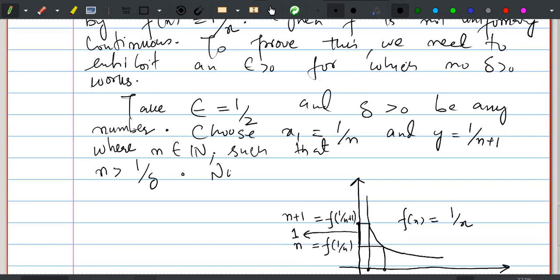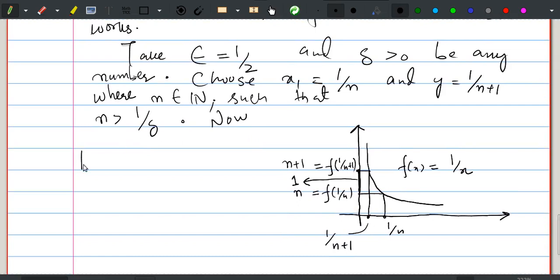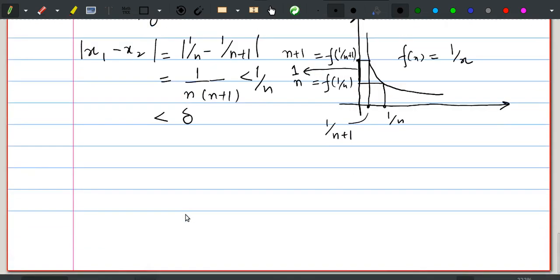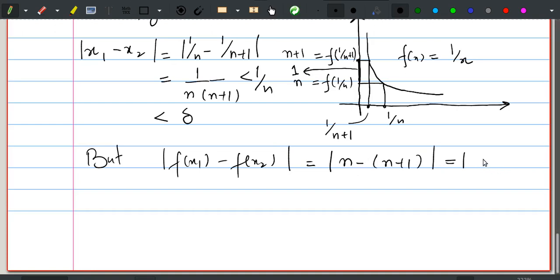Now x1 minus x2, that is 1 over n minus 1 over n plus 1, which is equal to 1 over n into n plus 1, and this number is indeed less than 1 over n. Now if n is bigger than 1 over delta, 1 over n is less than delta, so this is less than delta. But f of x1 minus f of x2 is equal to n plus 1 minus n, which is equal to 1, and this 1 is bigger than epsilon because we have chosen epsilon to be equal to 1 over 2.